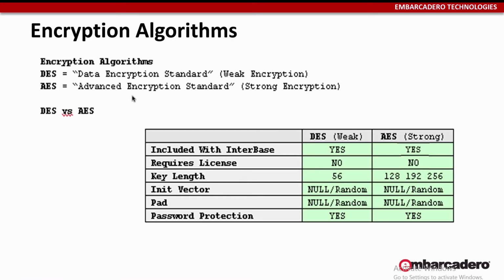InterBase has two different encryption algorithms. There is DES, which stands for Data Encryption Standard, and this is considered weak encryption. InterBase also has AES, Advanced Encryption Standard, and this is considered strong encryption. Some of the differences between the two: both AES and DES are included with your InterBase license and do not require a separate license. DES has just one key length option, which is 56 bits, and AES has the option of using 128, 192, or 256-bit key lengths. Both support init vector of null and random, both support pad of null and random, and both support password protection.